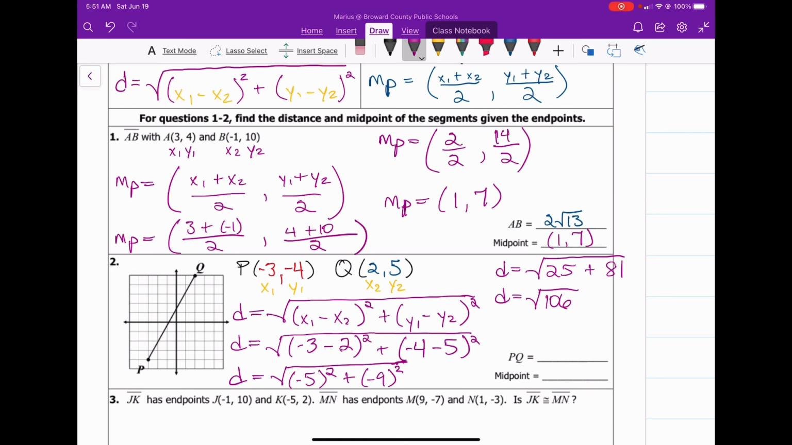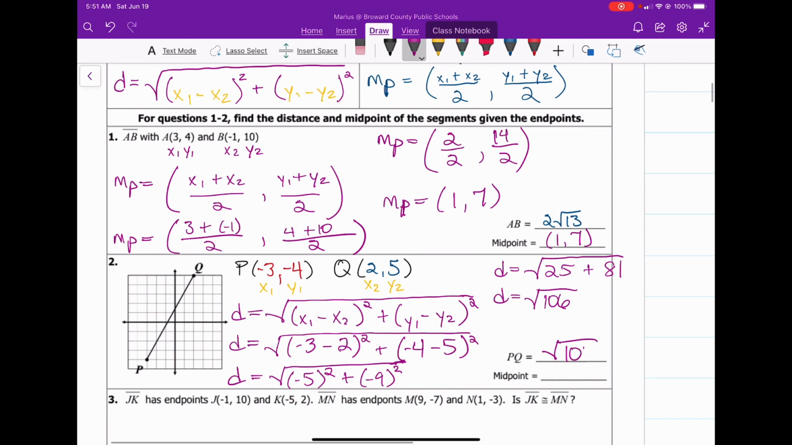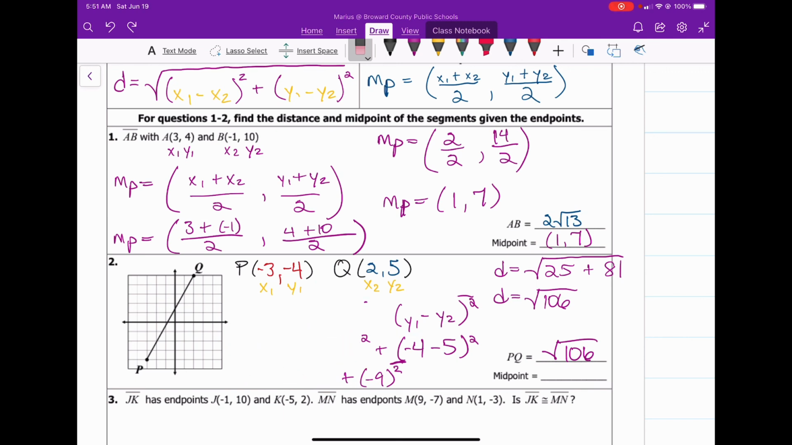So it is already in its simplest form. So we would just leave this as the square root of 106. Okay. Now, last but not least, let's go ahead and find our midpoint.